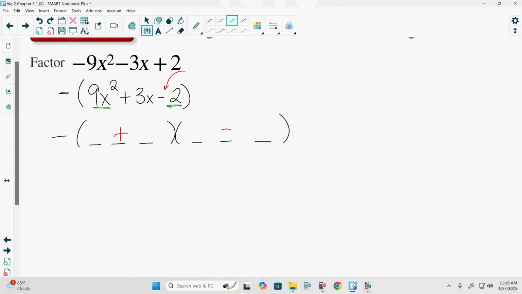Our first term is 9x squared. X squared would be x and x. Factors of 9 are 1 and 9, or 3 and 3. Which one do we want to try first? 9 and 3.